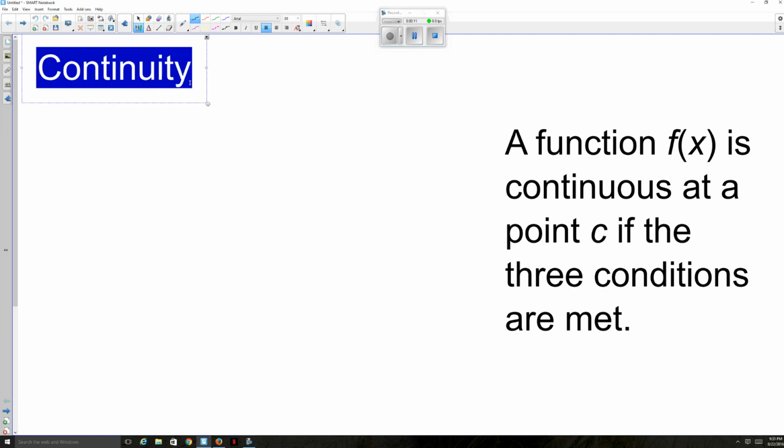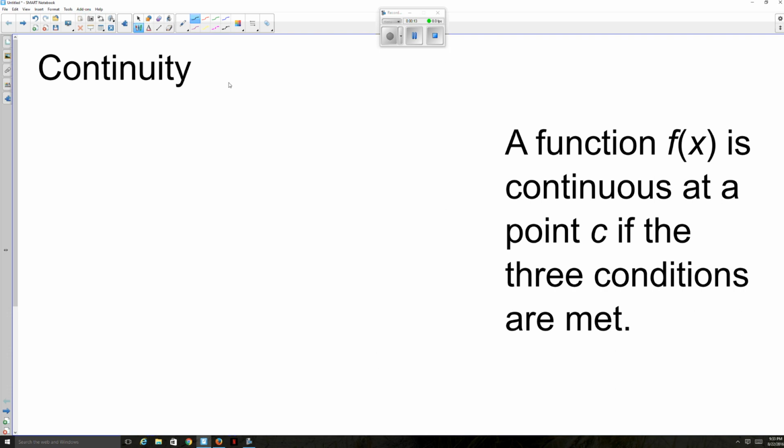So continuity, it's a new concept to you in calculus, although it's not really all that new an idea. We're just going to formalize it a little better. A function is continuous at a point c if these three conditions are met. So we're going to look at those three conditions.